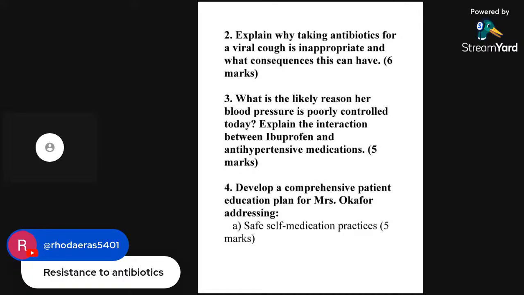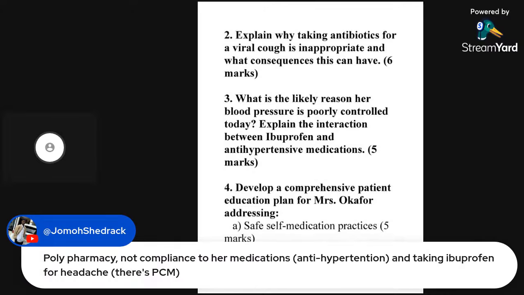All right. God bless you, Jomo Shedrack. Polypharmacy, non-compliance to medication, and taking ibuprofen for headache. Yes, PCM, unnecessary drug. All right, PCM is important for the headache because PCM doesn't fall under NSAIDs, and it will not cause any reaction with her medication. But she opted for ibuprofen, which can be a problem.